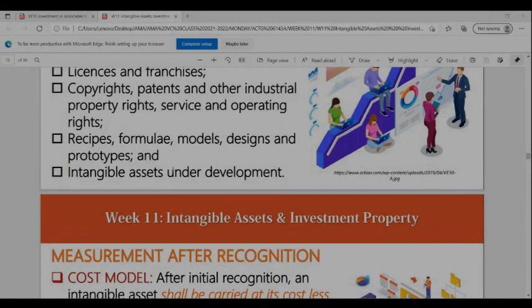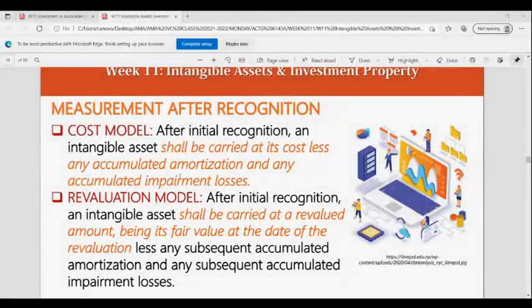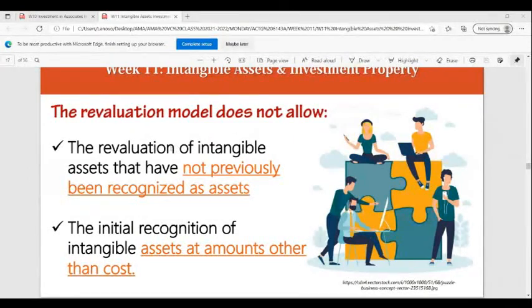So yun. So for intangible assets under development, measurement after recognition: cost model. After the initial recognition, an intangible asset shall be carried at its cost less any accumulated amortization and any accumulated impairment losses. Revaluation model: after initial recognition, an intangible asset shall be carried at a revalued amount, being its fair value at the date of the revaluation, less any subsequent accumulated amortization and any subsequent accumulated impairment losses. The revaluation model does not allow the revaluation of intangible assets that have not previously been recognized as assets.